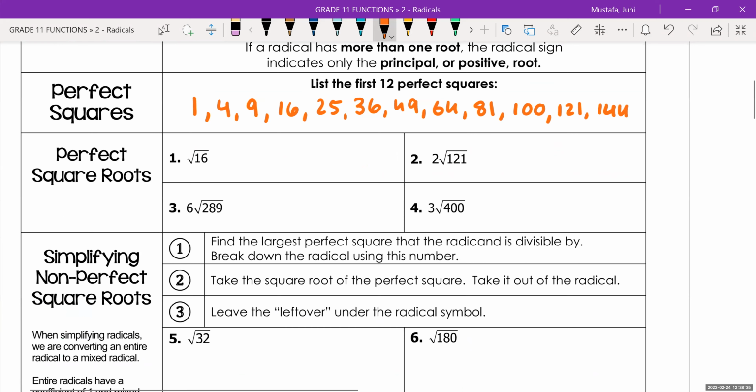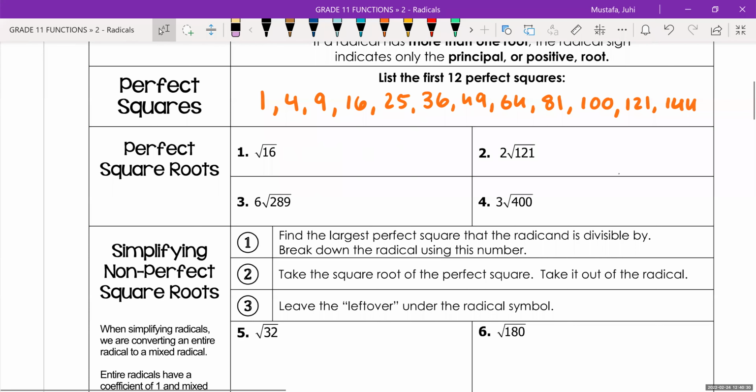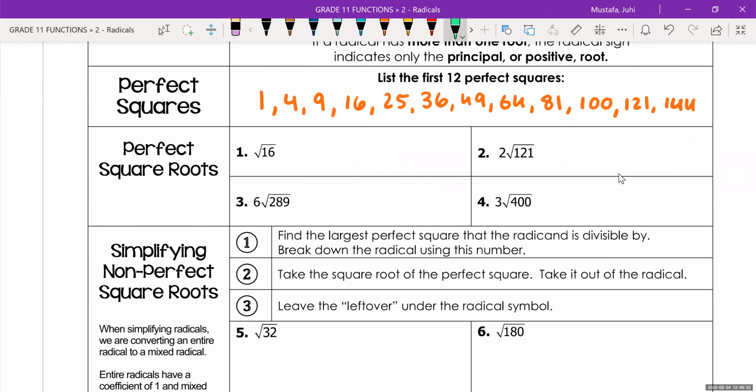All right, so let's just get a little bit of practice. Go ahead and try questions 1, 2, 3, and 4, just to warm you guys up with square roots. And we're just going to be looking at the positive root. All right, what is the square root of 16?